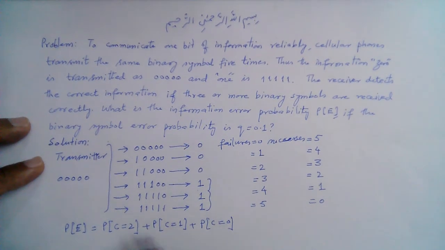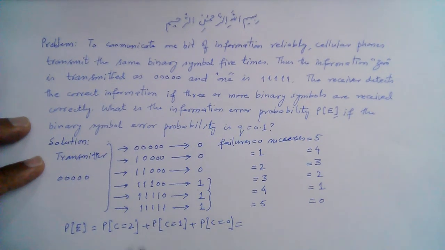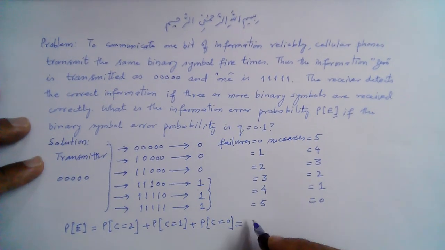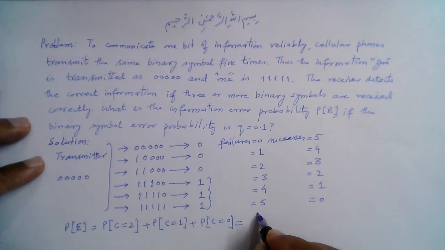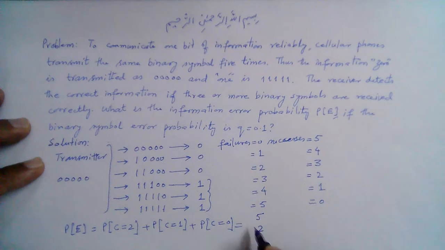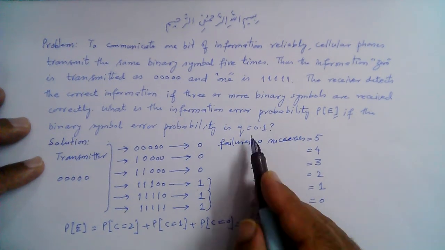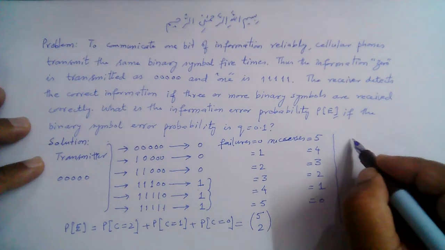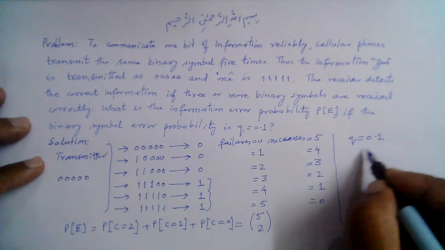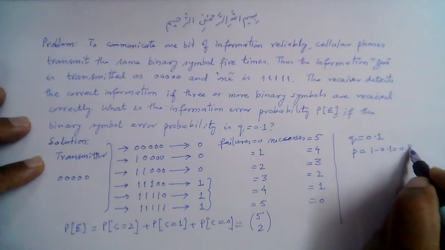So each of these probabilities can be treated as a binomial experiment. So for example, the total number of trials is 5, and the number of bits received correctly is 2, so 2 successes. So exactly 2 successes in 5 trials is given by, now the probability P is 0.9 because Q = 0.1, then the probability of success P is 1 - 0.1 = 0.9.